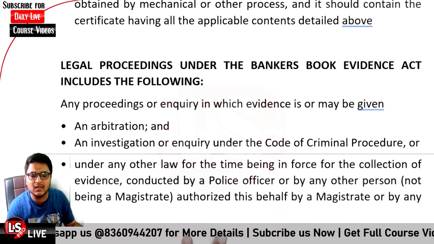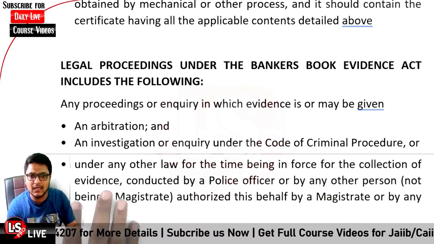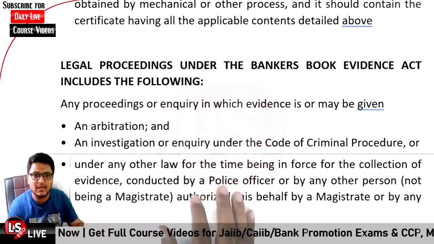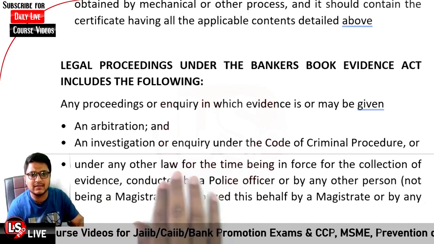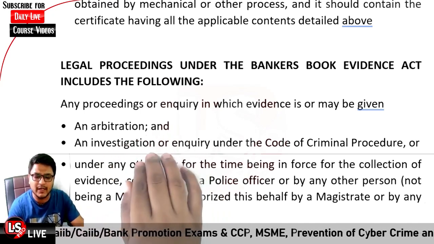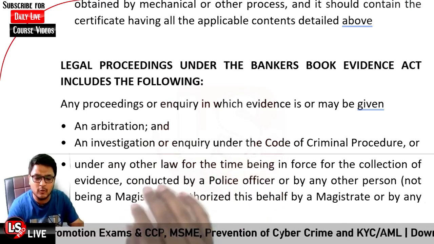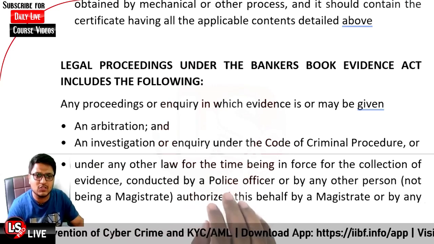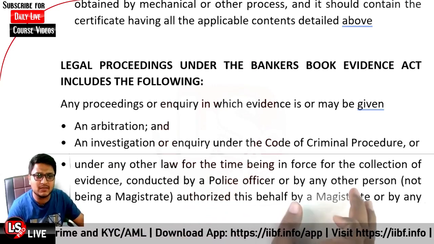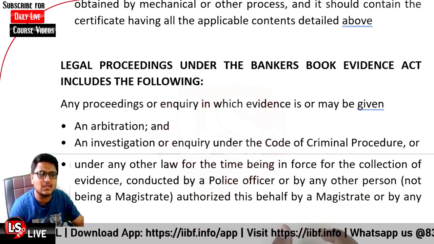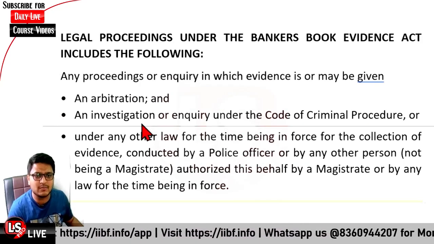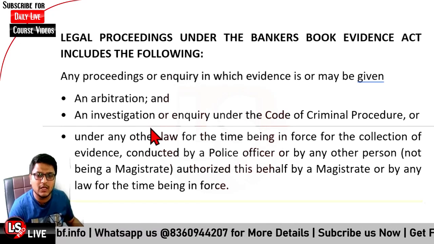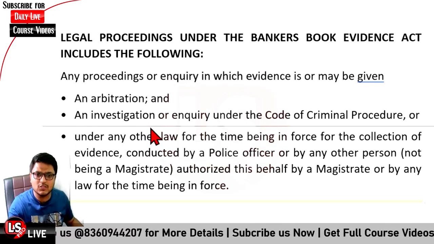It could be the need that the data is to be collected from the bank itself, because the bankers' books are taken as prima facie evidence. And further, it could be the case that these are required under an arbitration, under an investigation under the CrPC, or under any law for the time being in force for collection of evidence. And it could be the case that the investigation is being done by a police officer or by any other person, not being the magistrate, authorized on behalf of a magistrate or by any other law for the time being in force, due to which the investigation of the document is to be done.